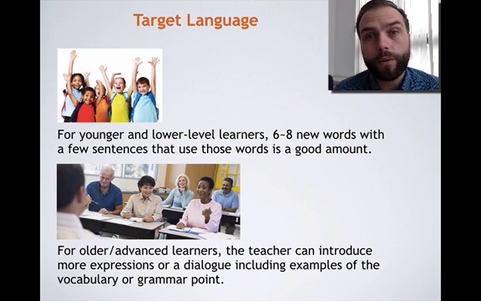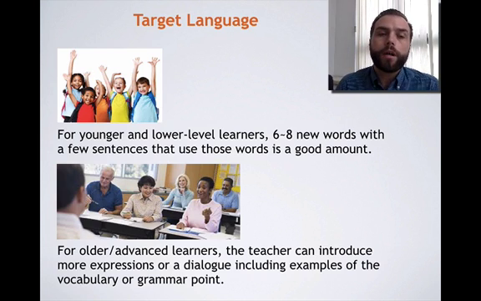so here are some more tips about choosing target language. For younger and lower level learners, about 6 to 8 new words with a few sentences that use those words is a good amount. Okay, so you might have a few expressions, and in those expressions, one or two of the words can be changed for another, similar word. Okay, so you might have a set of vocabulary that fits into your expression. So that's for young and low level learners.